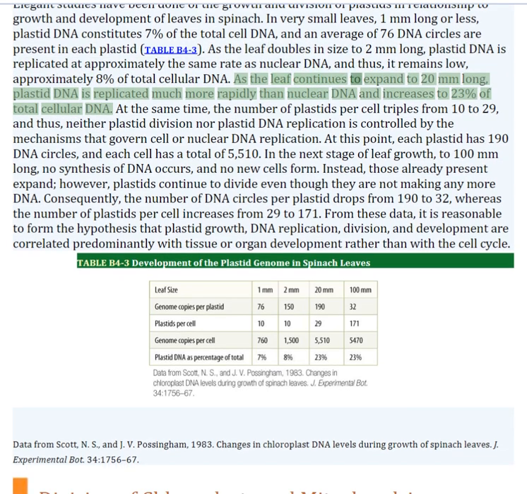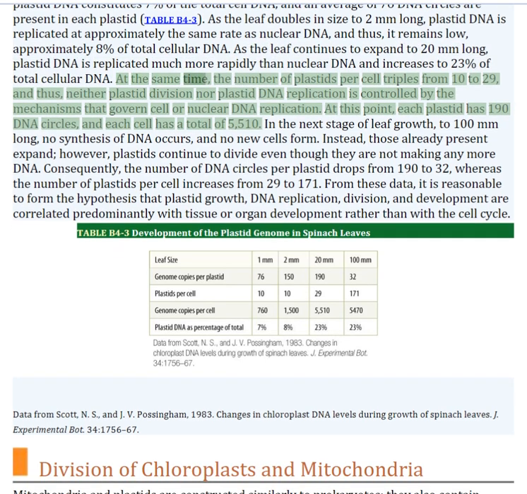As the leaf continues to expand to 20 mm long, plastid DNA is replicated much more rapidly than nuclear DNA and increases to 23% of total cellular DNA. At the same time, the number of plastids per cell triples from 10 to 29, and thus neither plastid division nor plastid DNA replication is controlled by the mechanisms that govern cell or nuclear DNA replication. At this point, each plastid has 190 DNA circles, and each cell has a total of 5,510.